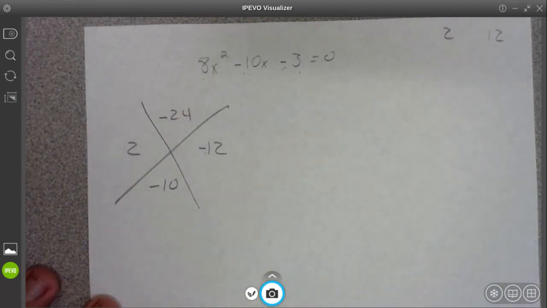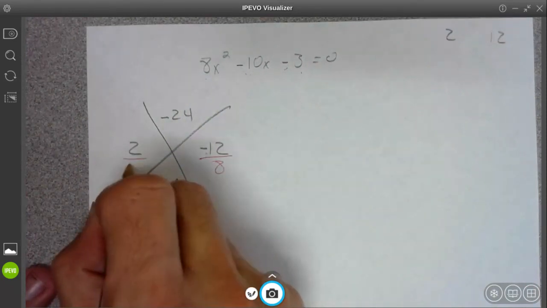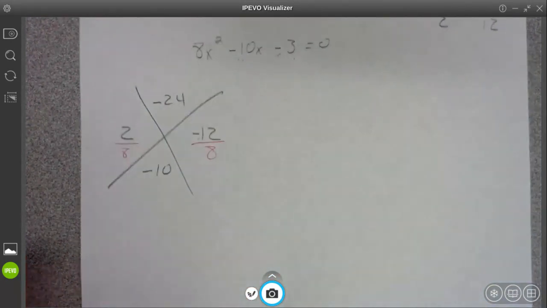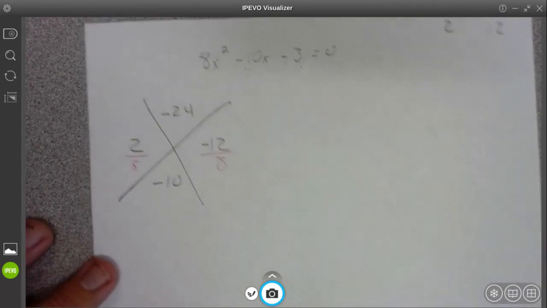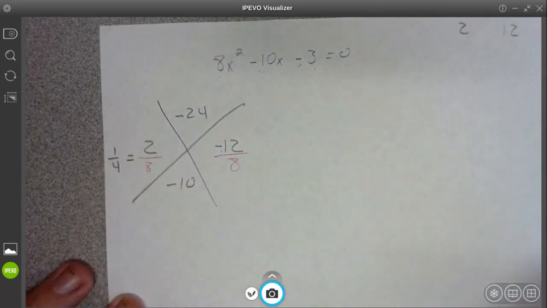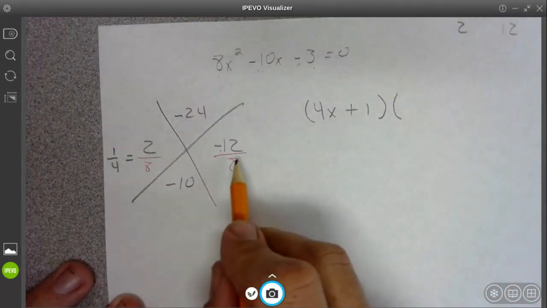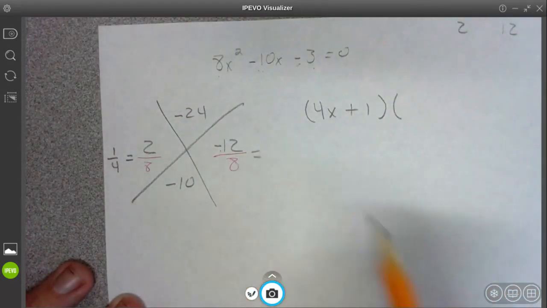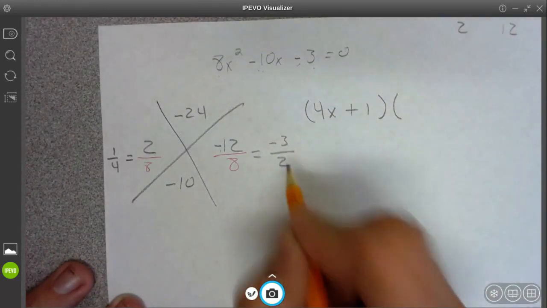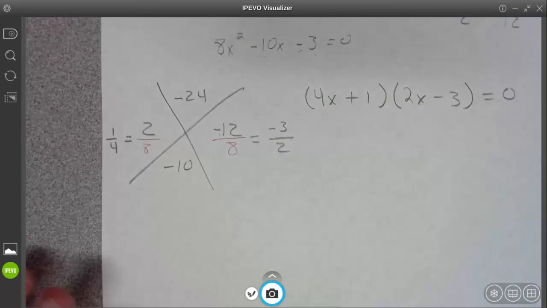Let's go ahead and divide these. We've got to divide these by 8 because that was my A term. I didn't even check about the GCF. You really do have to check on that GCF. It's going to make your life so much easier. 2/8 will simplify down to 1/4, which means 4x plus 1 is a factor. 12/8, divide those both by 4, and you'll get a 3 on top and a 2 on bottom. So 2x minus 3 is the factor.